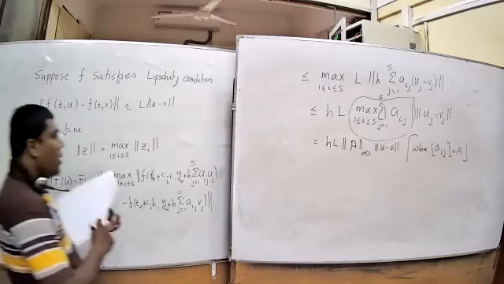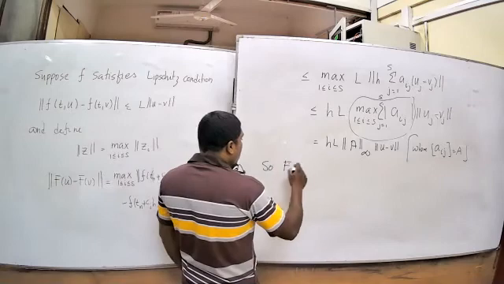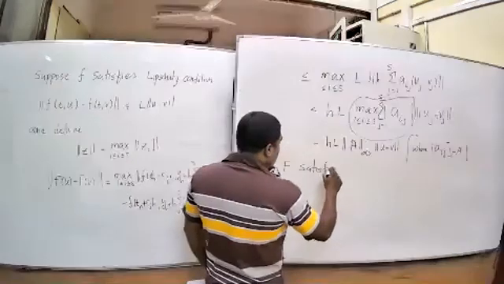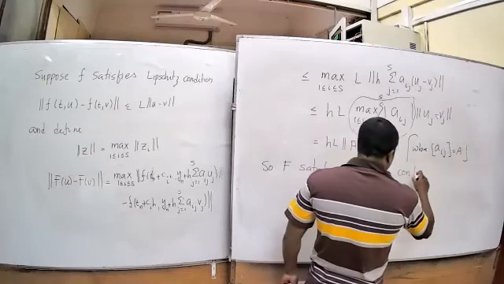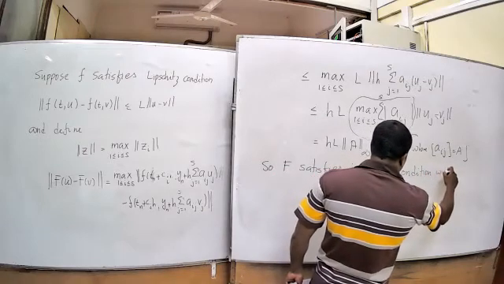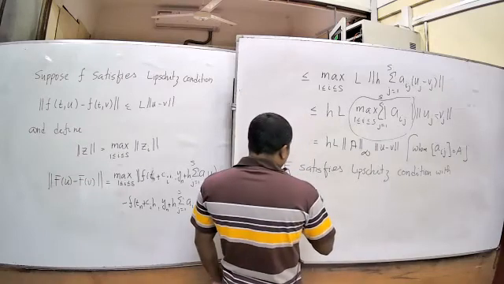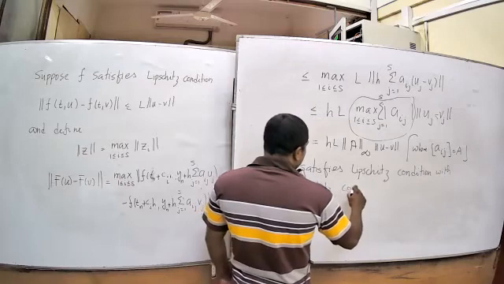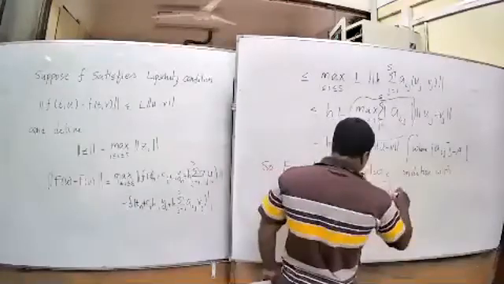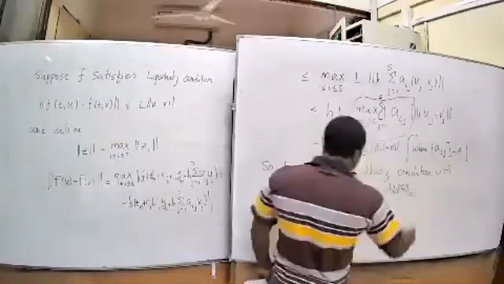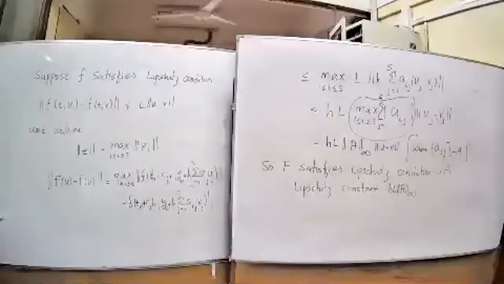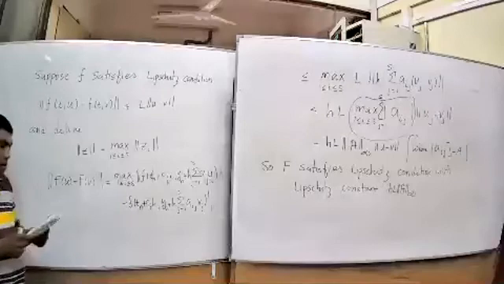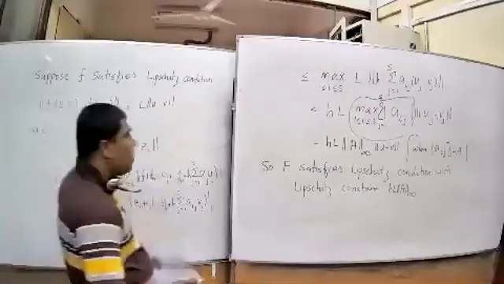That means you now know capital F satisfies, okay, capital F satisfies the Lipschitz condition with the Lipschitz constant HL times the infinity norm of A. So if this one is less than 1, then the system has a unique solution.